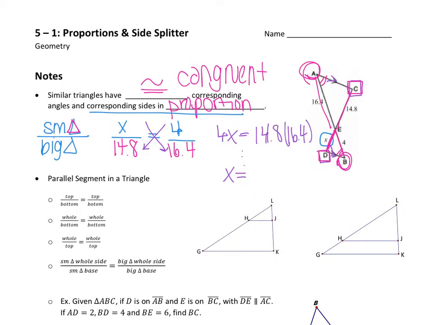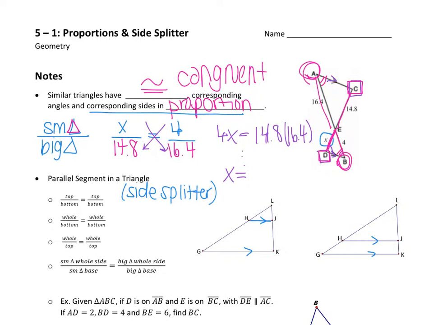The next bullet that we need to talk about is about parallel segments in a triangle. This is where we get that thing called the side splitter theorem. It's just a fancy word for it. Here we have HJ is parallel to GK in both of these pictures. It's just showing you a difference in that HJ could be placed anywhere in the triangle as long as it's parallel to the base.